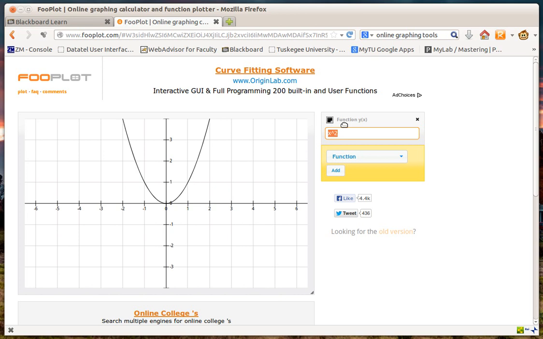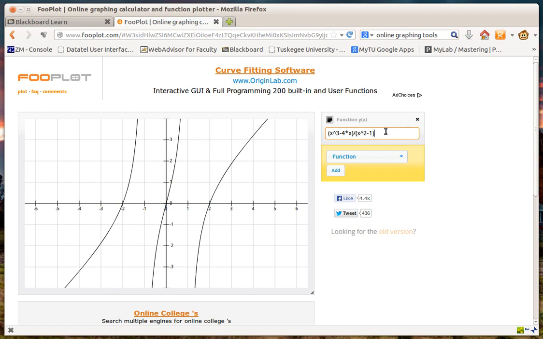The numerator is going to be x cubed minus 4 times x, and the denominator is going to be x squared minus 1. We hit return, and there we see the graph.